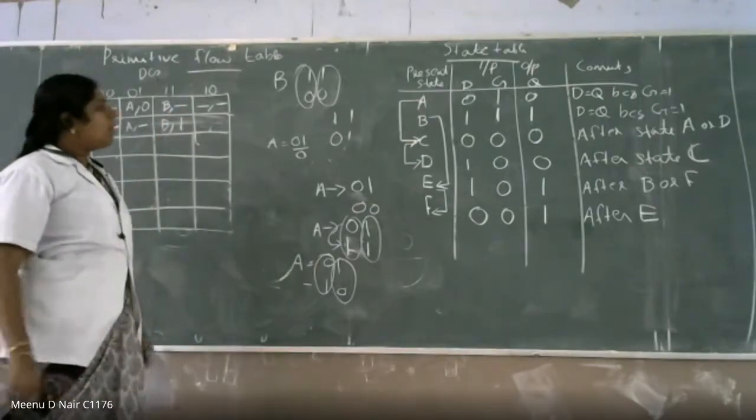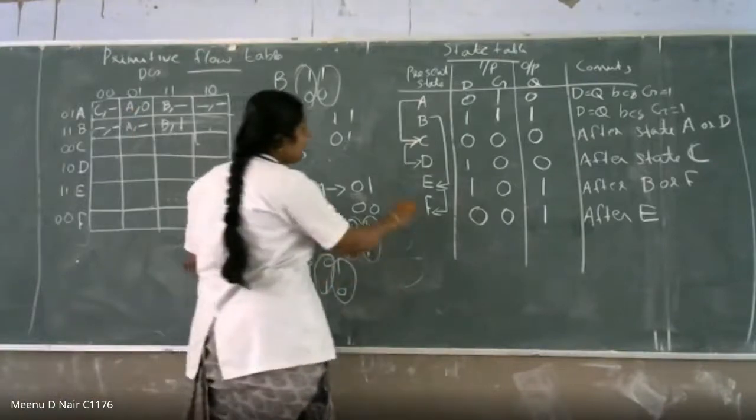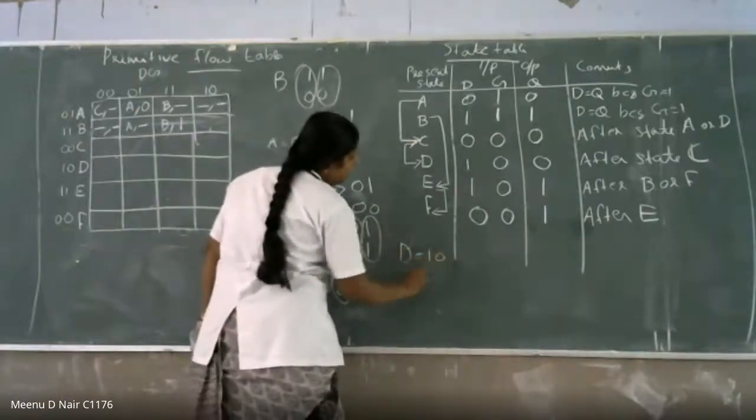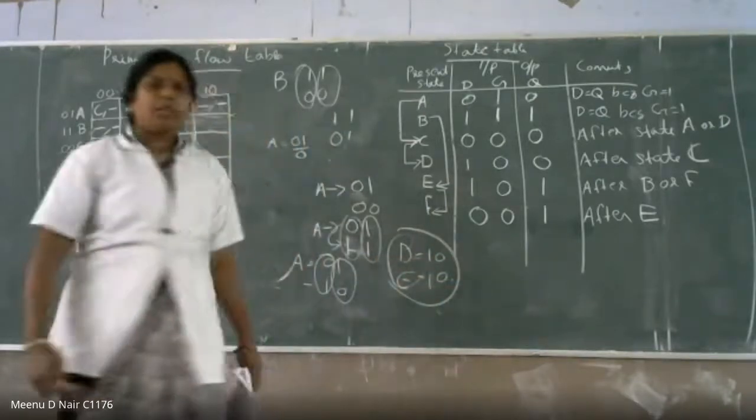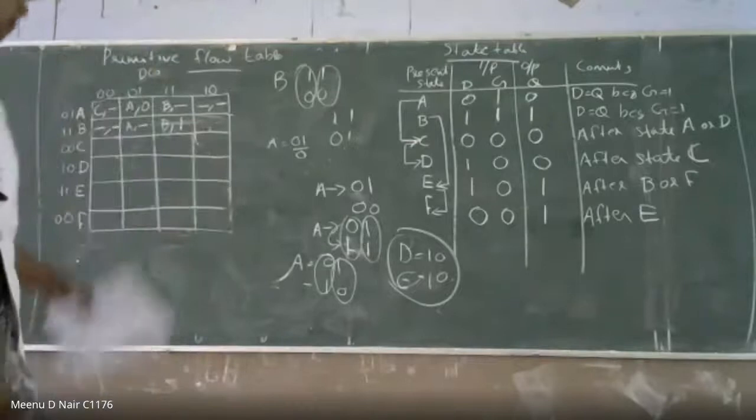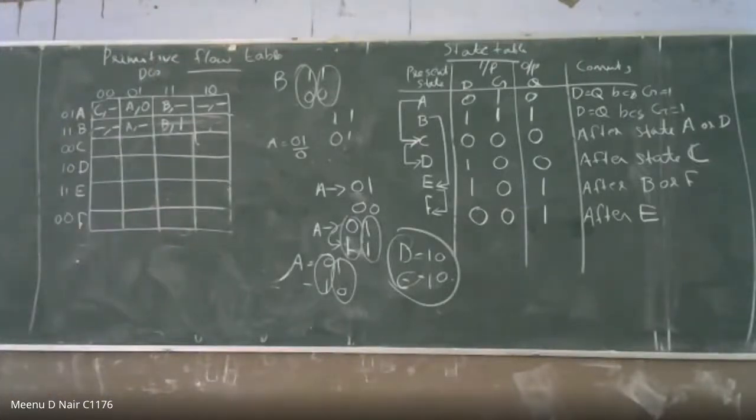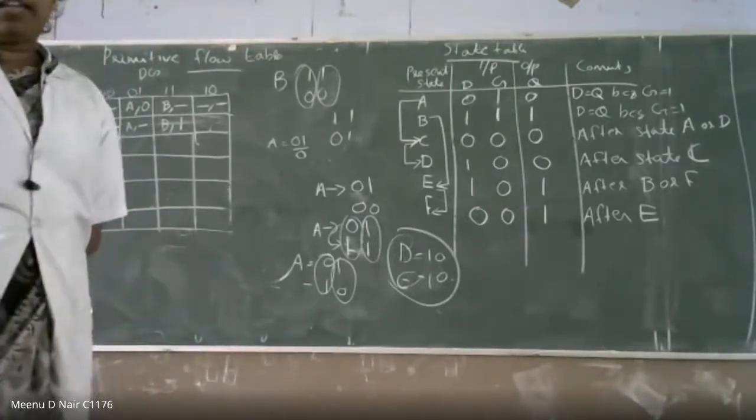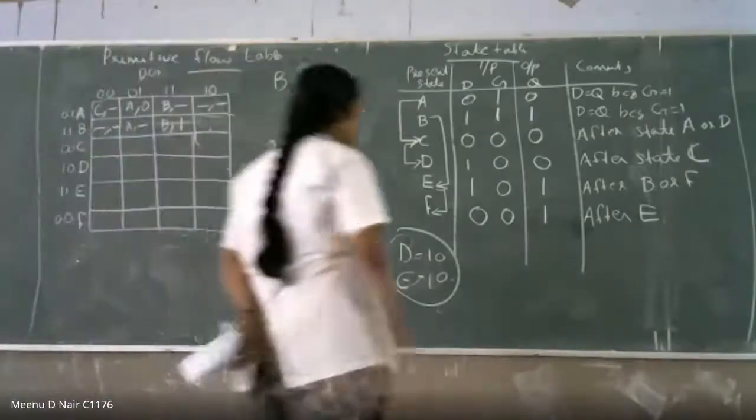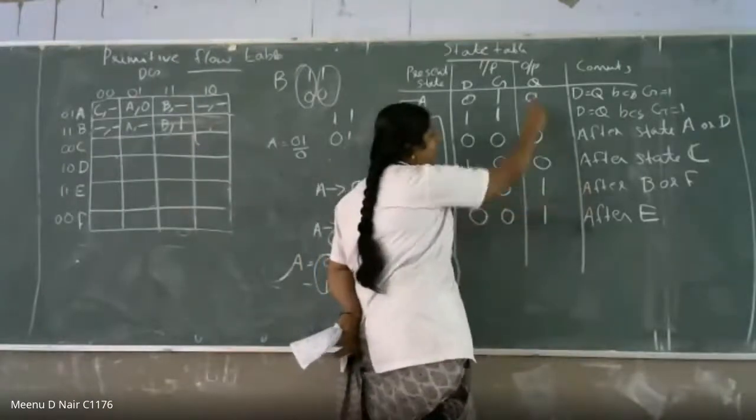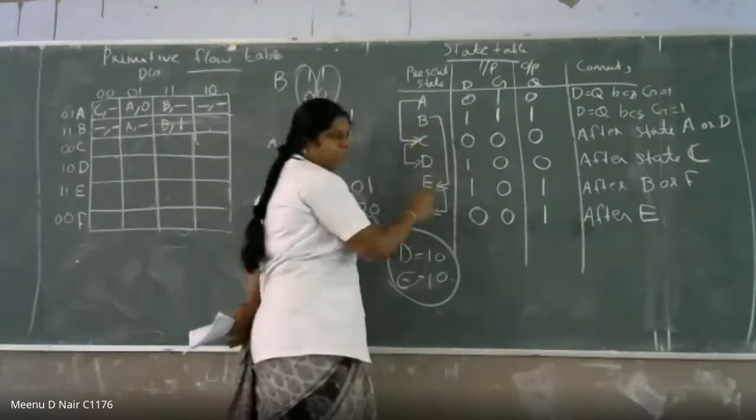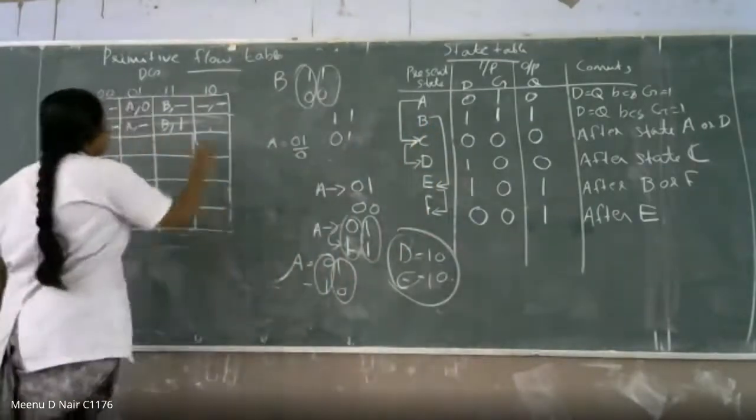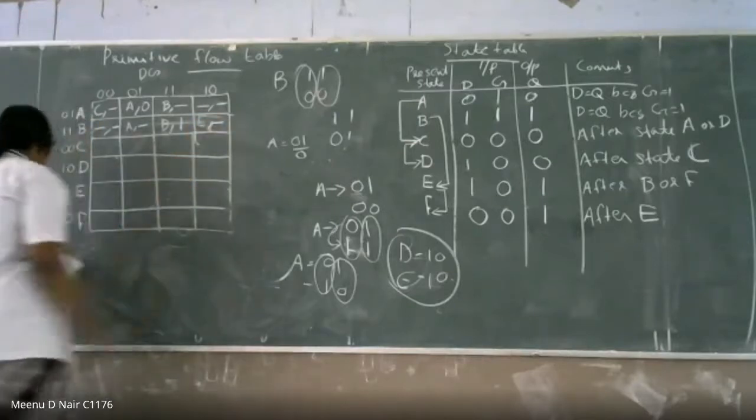Then 1, 0. What is 1, 0? B 1, 0 means D is equal to 1, 0, E is equal to 1, 0. Which one will you take, D or E? E. You will take E only because E comes after B, that's why we are mentioning it here. So you can take only E. E comma dash.